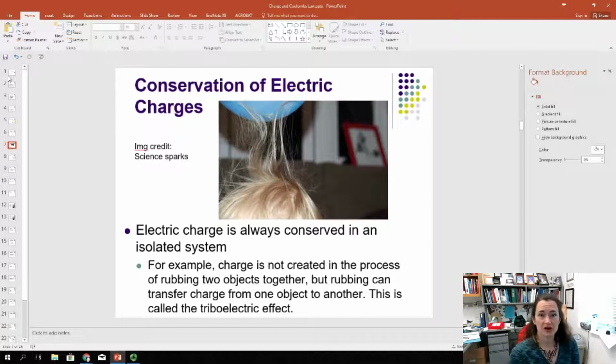Now, when you talk about conservation of charge, it's important how you define the system. Because if you just define the system, say for example as your hair, then it does kind of look like charge has been created. So when you set up problems, it's important to understand and define your system carefully. You should define your system as hair plus balloon, for example, and then the conservation of charge works out.